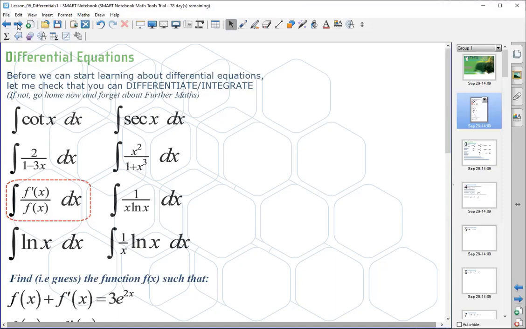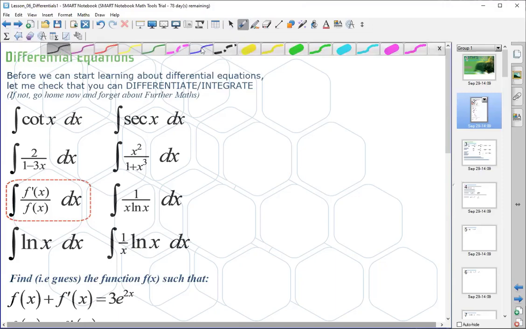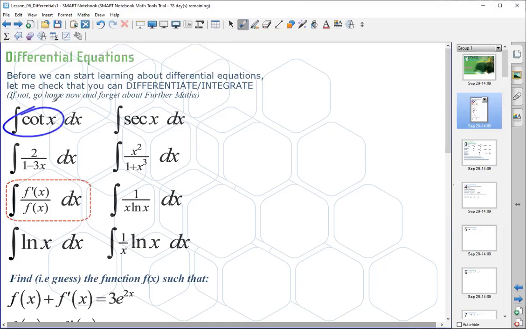Just check that you know how to integrate different things. So if I were to ask you to integrate cot x, you probably know what the answer is, or you might have forgotten it, but it is something that you should try and remember. The integral of sec x and the integral of cot x are ones that you can work out even if you've forgotten them, but it's better off just remembering them.